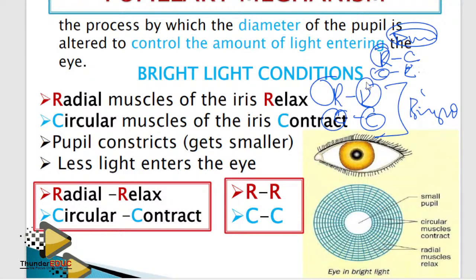While in bright light, people don't mix. They're scared to be seen. R with R, C with C. Radial muscles relax, circular muscles contract. And then what happens? Less light will enter the eye. And then you'll be able to see in bright light. So basically, that's it.